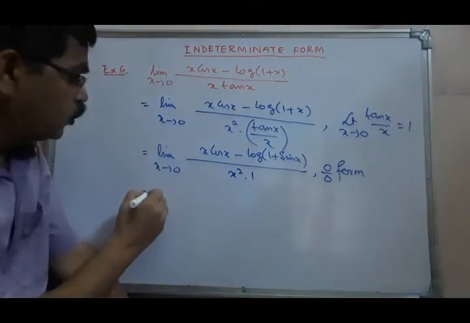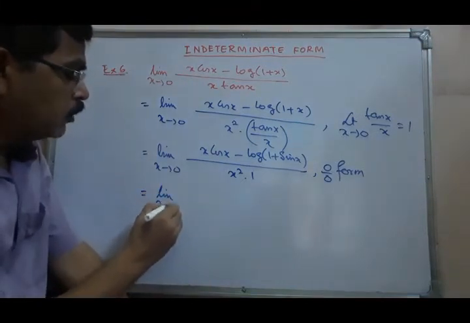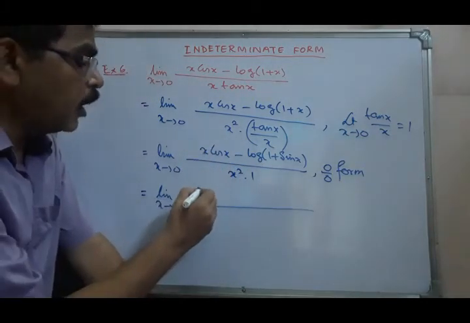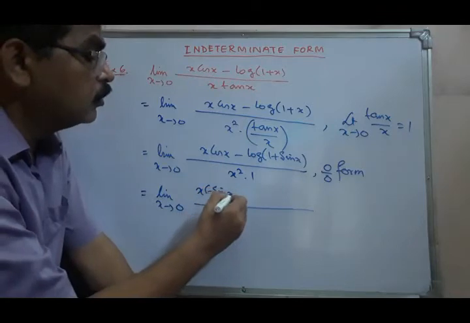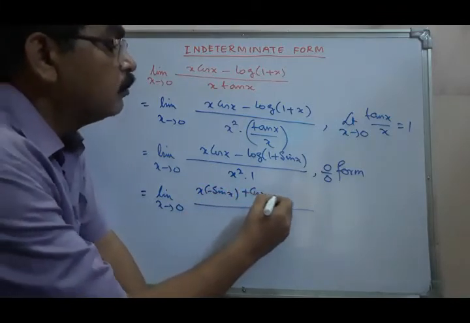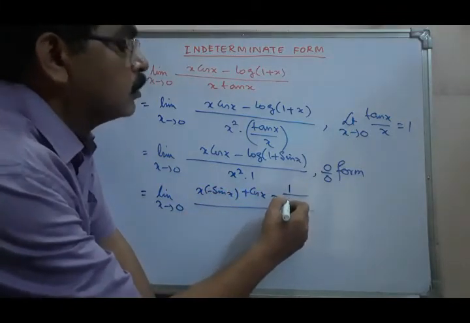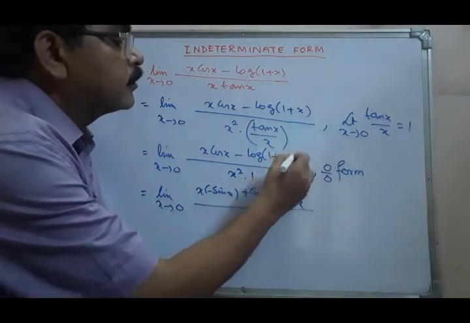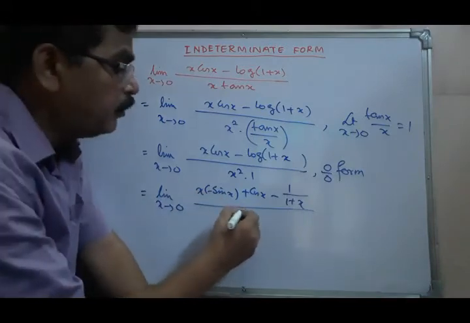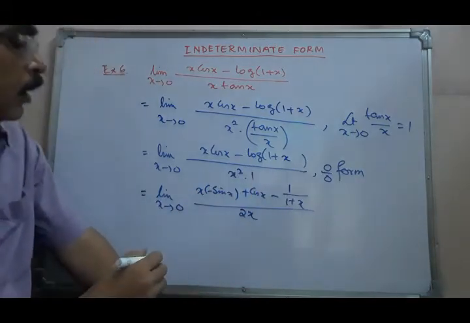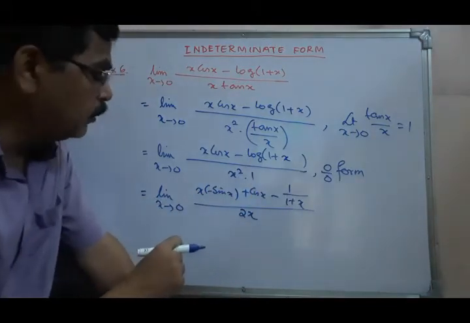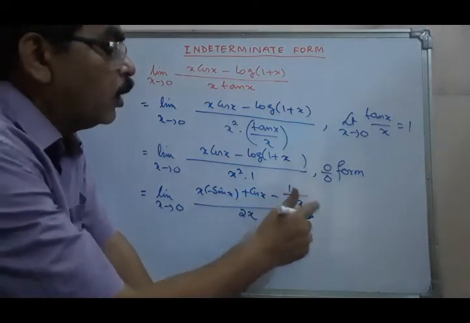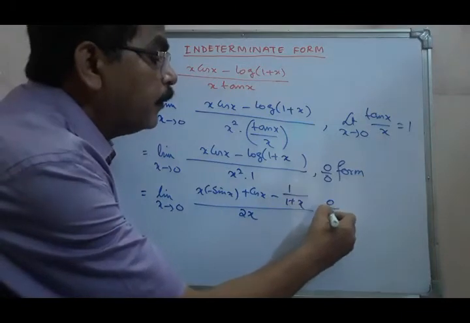So applying L'Hospital rule, what we will get? Limit x tending to 0, derivative of x cos x, that is x into minus sin x plus cos x, minus 1 by 1 plus x, it is not sin x, it is x, 1 plus x, divided by 2x. Now check again whether it is coming indeterminate form or not. So it is 0, it is 1, it is 1. So 0 by 0 form again.